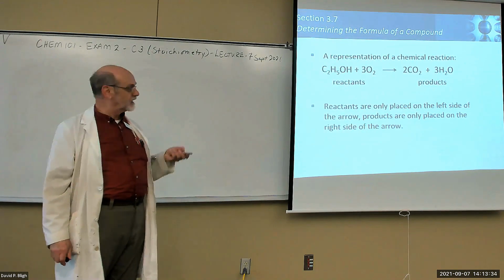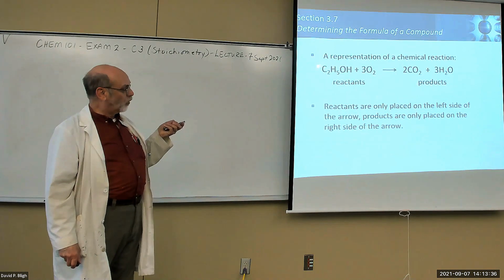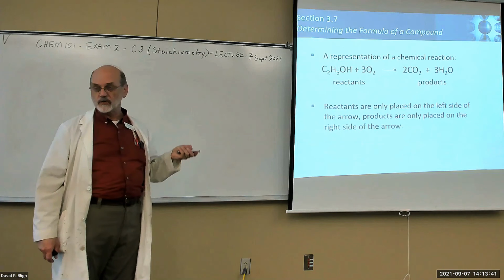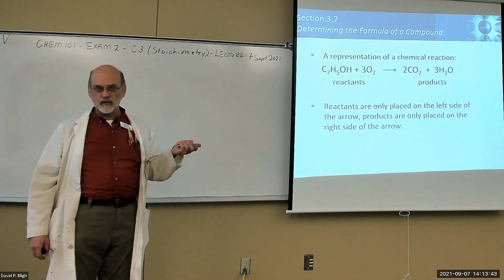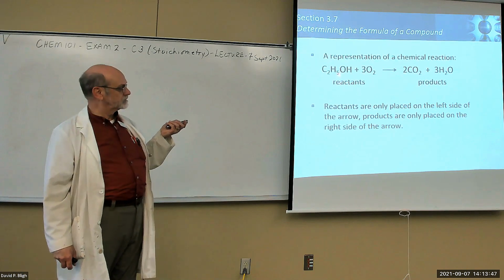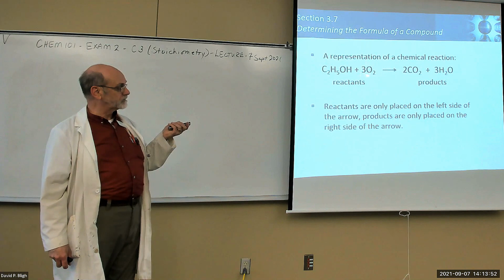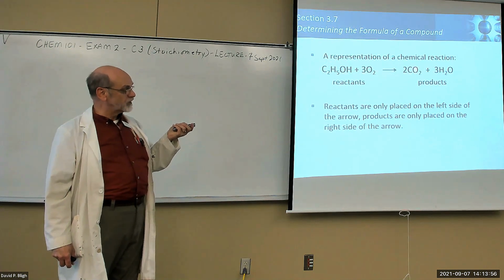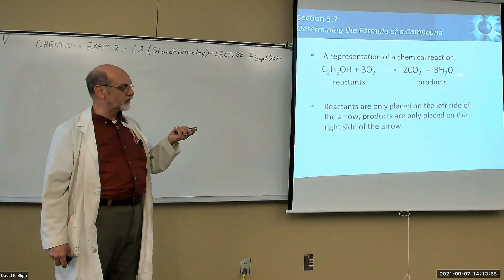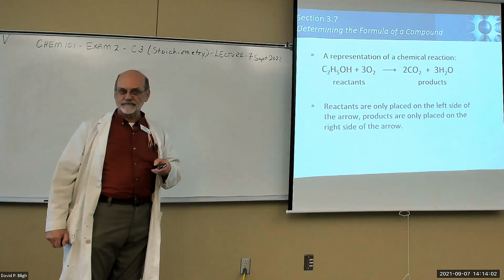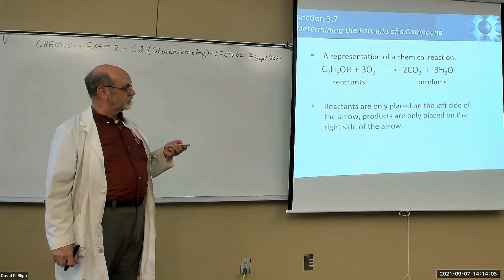Right? We have 1 mole of this, or 1 molecule of that. That, by the way, is ethanol, the drinking kind. And then you add oxygen to it. 3 moles of oxygen and 1 mole of this will give you 2 moles of carbon dioxide and 3 moles of water. That is a balanced equation. Now, why is it balanced?